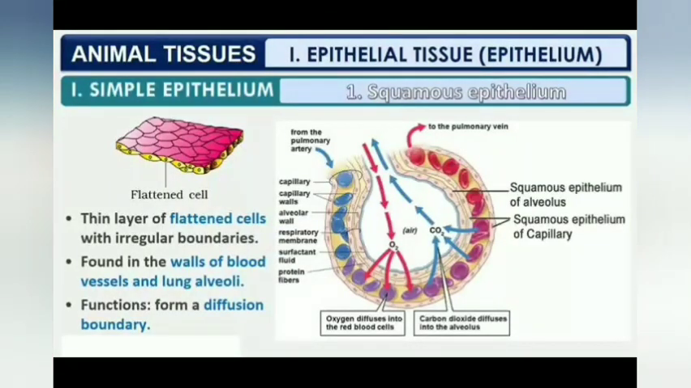First one is squamous epithelium. You can see the flattened cells, a thin layer of flattened cells with irregular boundaries, found in the walls of blood vessels and lung alveoli, and their function is to form a diffusion boundary which helps in the diffusion of gases.